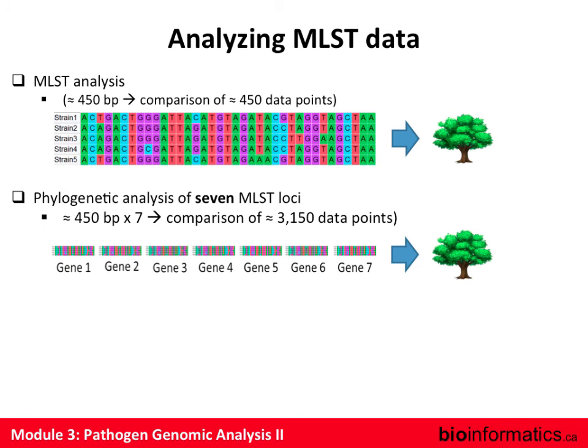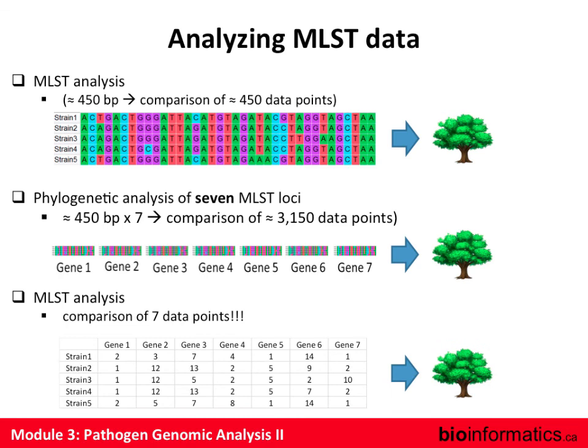But that's not what we do. With MLST, the sequence actually gets reduced to an allele type. And what we compare is the allele types to one another. So instead of using 3,100 data points, we're collapsing everything to seven data points, which seems like an awful waste of data.